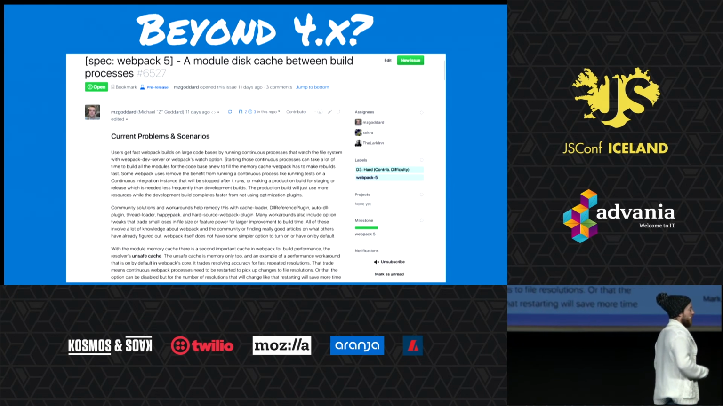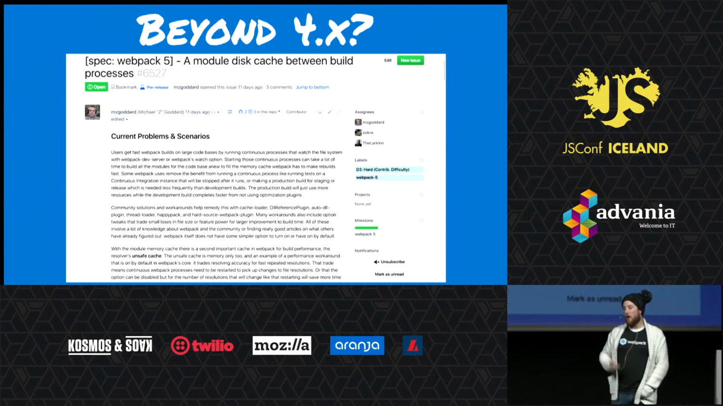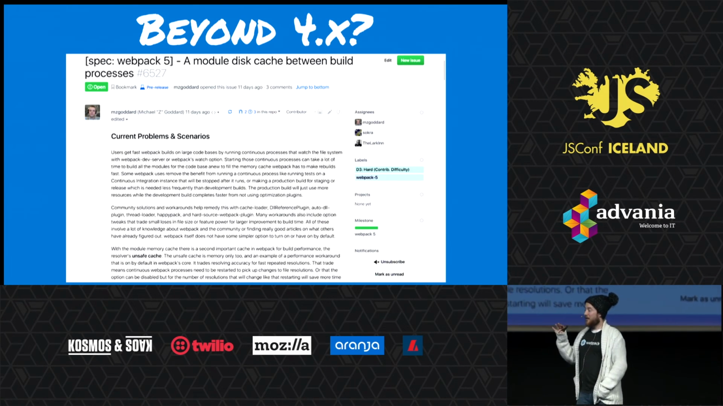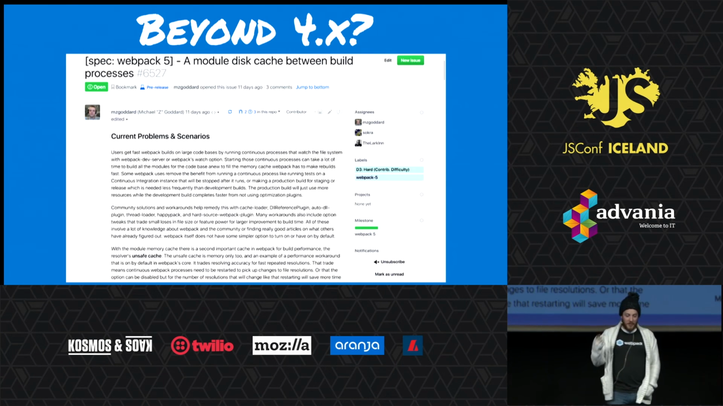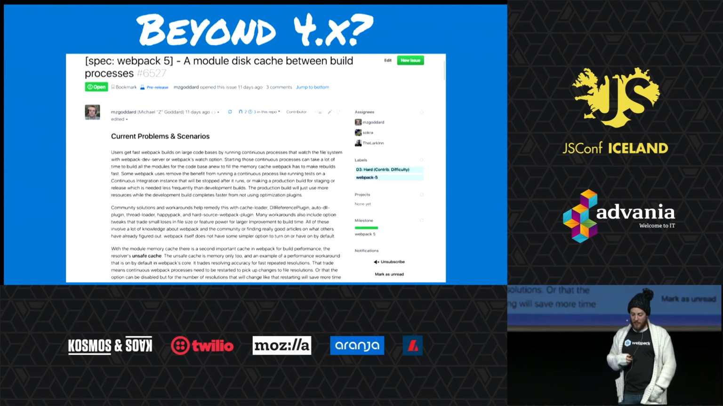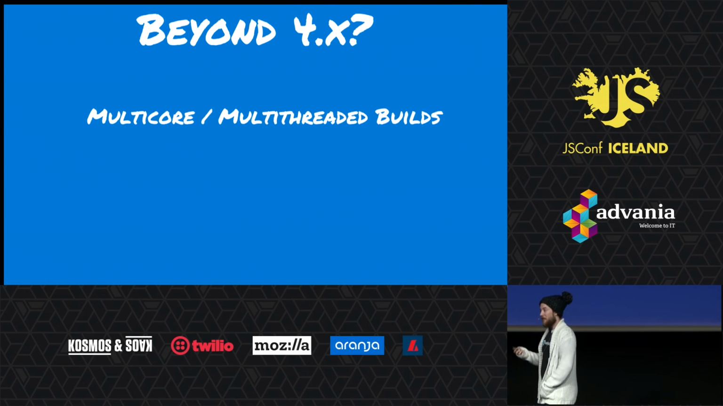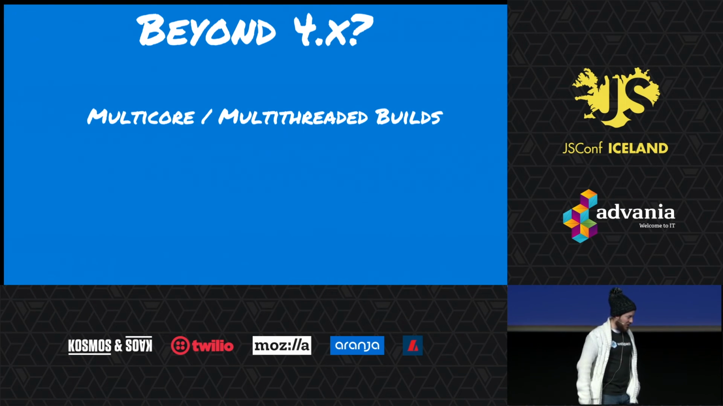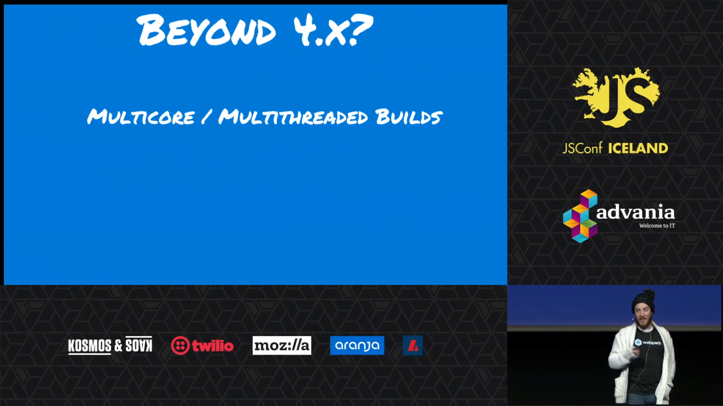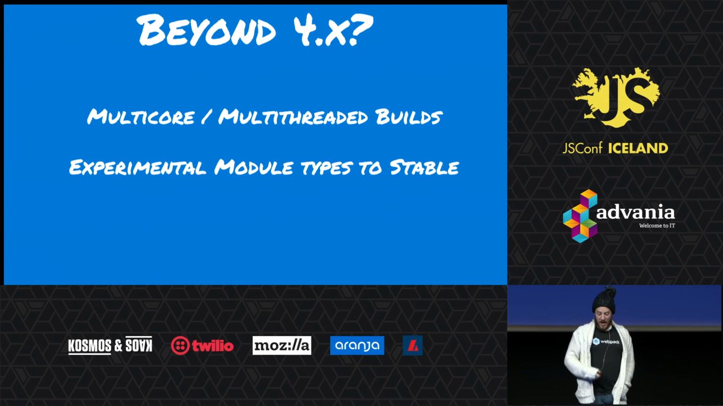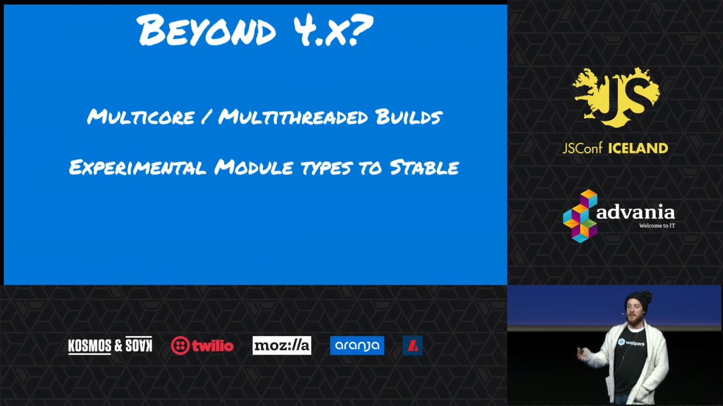We actually worked really closely with the author of the Hard Source Webpack plugin, who has probably the most experience with our code base and disk caching. He wrote up a specification, and you can take a look at it on GitHub. I think it's under the Webpack 5 tag. But also things like multi-threading our builds. Actually, when I saw the presentation yesterday about having workers be native, that was really exciting, especially to us, who want to be able to have something right out of the box from Node. But also have all of our experimental module types become stable.